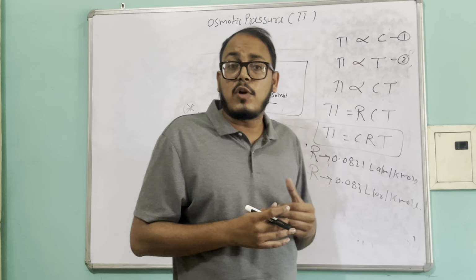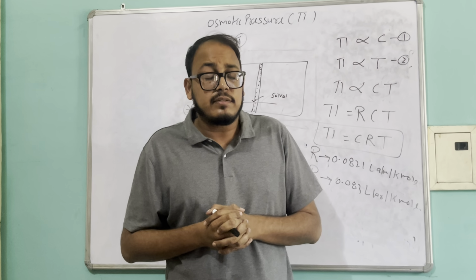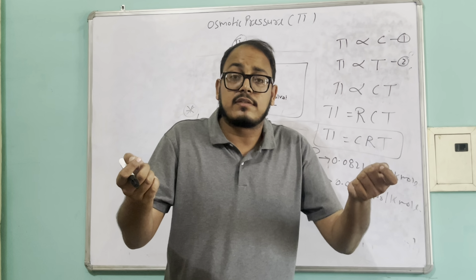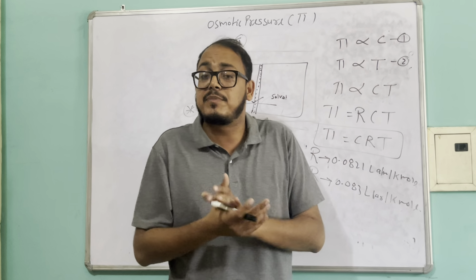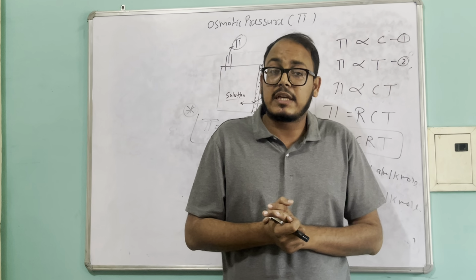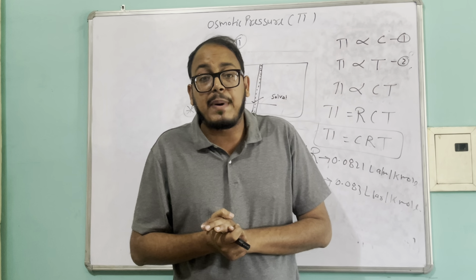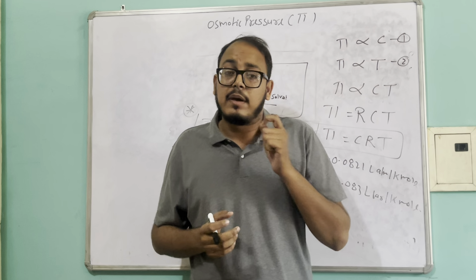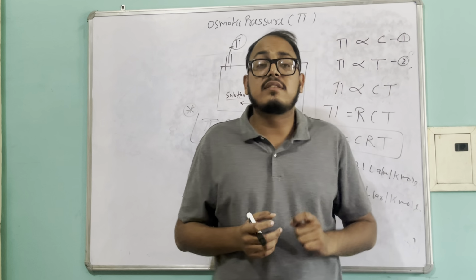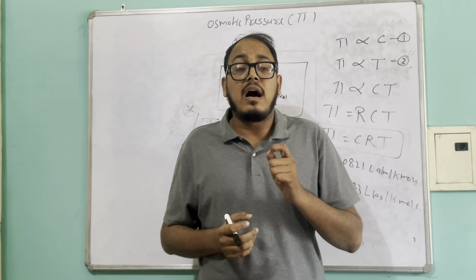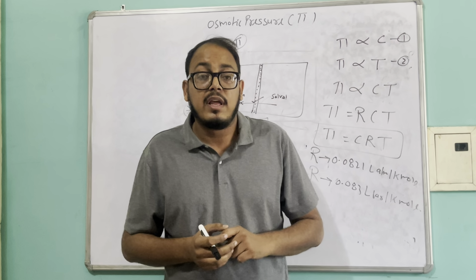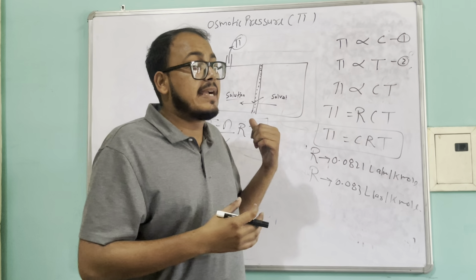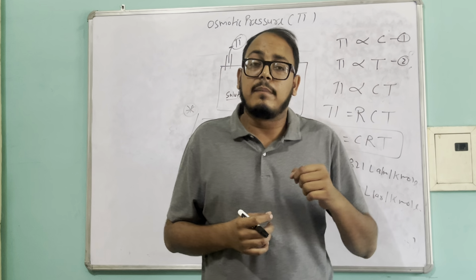Now what is osmotic pressure? Osmotic pressure is the pressure which is required to stop osmosis. It is denoted by the symbol pi, and the formula is pi equals CRT. Here pi is the osmotic pressure, C is the concentration, R is the gas constant, and T is the temperature. In terms of molarity, or the number of moles, the formula is pi equals n by V RT.